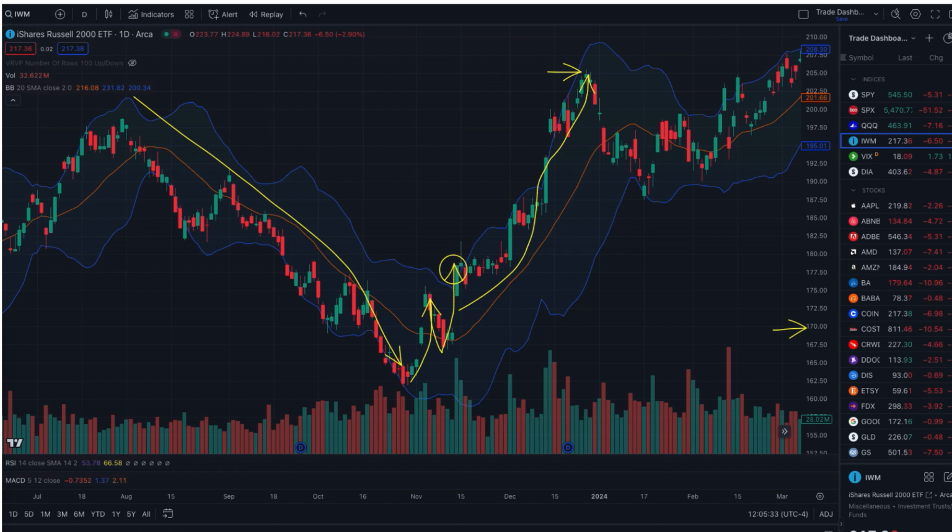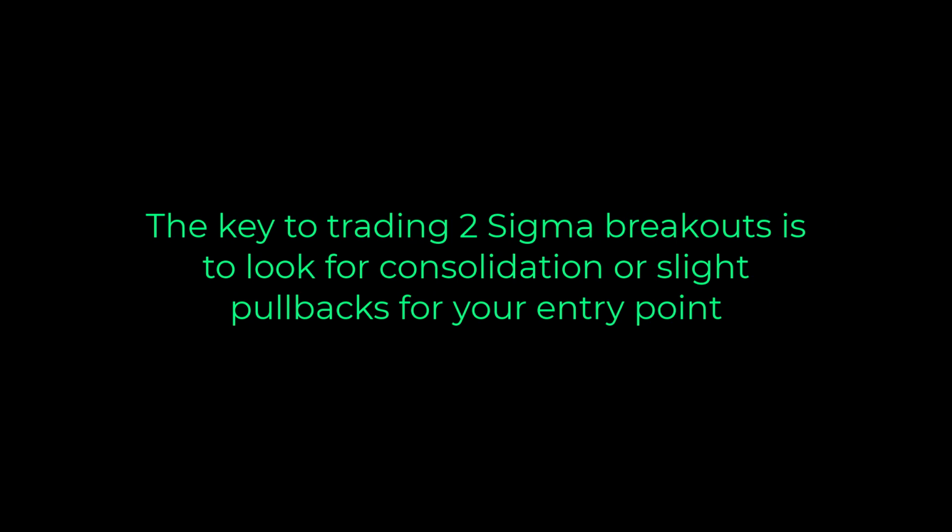But we found in our experience that a quick thrust into a 2 sigma level often signals a confirmation of a trend move. The key to trading 2 sigma breakouts is to look for consolidation or slight pullbacks for your entry point once a breakout is confirmed.